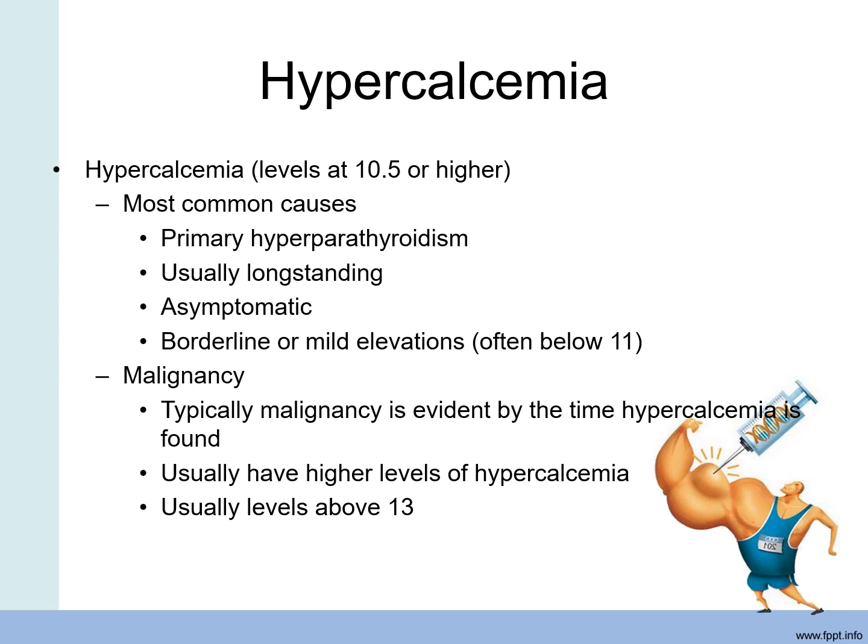So hypercalcemia, elevated levels of calcium in the blood. When our feedback system isn't working correctly and we see the calcium levels start to rise, many times this is found incidentally on a blood draw that we're doing for something else. The most common causes are hyperparathyroidism and malignancy. So hyperparathyroidism is usually long-standing. These patients are typically asymptomatic. They can have borderline to mild elevations, often below 11. They do appear healthy when you see them in the exam.